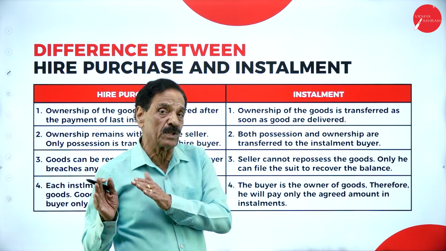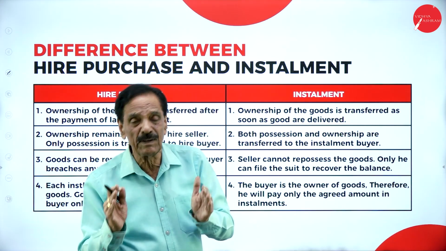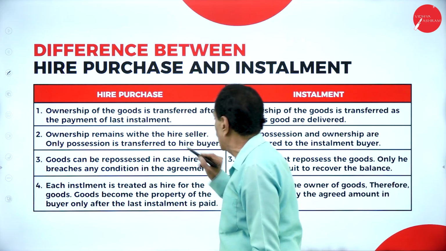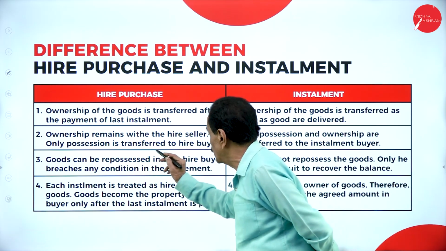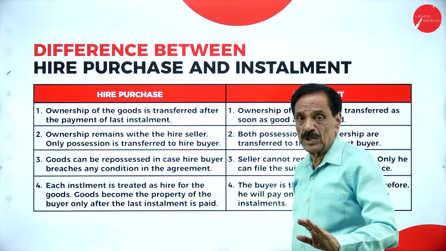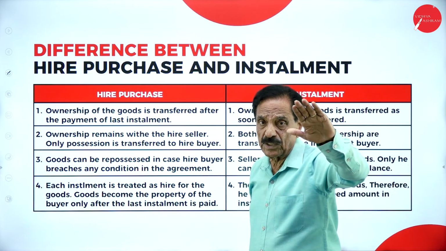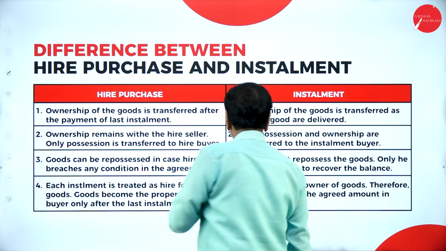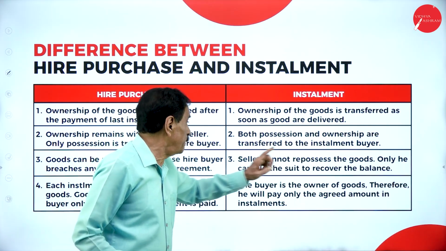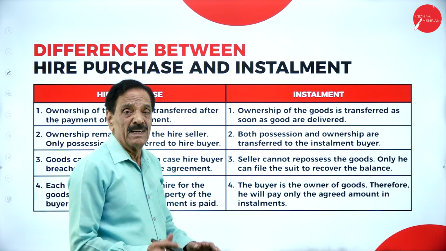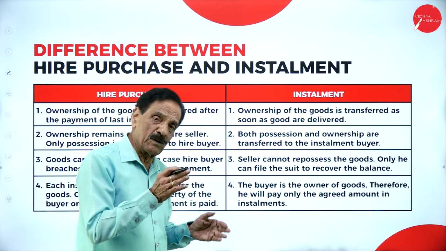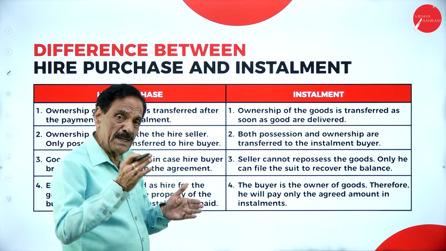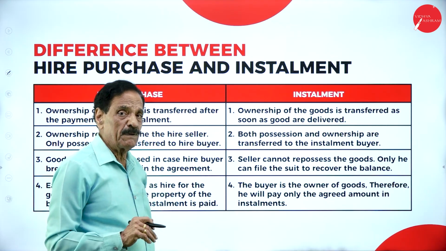Whereas in hire purchase, it is not so. Legal ownership will be transferred after the last installment is paid. Ownership remains with the hire seller. Only possession is transferred to the hire buyer. The legal ownership lies with the hire seller till the last installment is paid. Here, both the possession and ownership are transferred to the installment buyer. At the time of down payment, along with the goods, the legal ownership is also transferred from installment seller to installment buyer. It is not so in the case of hire purchase system.